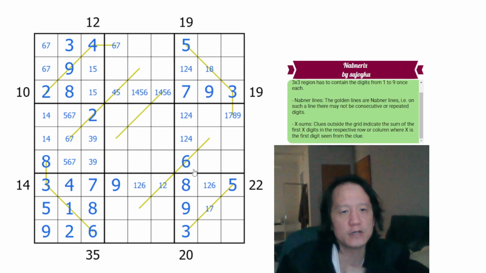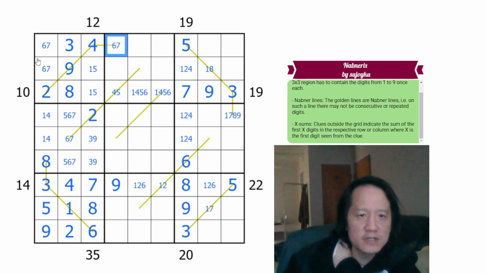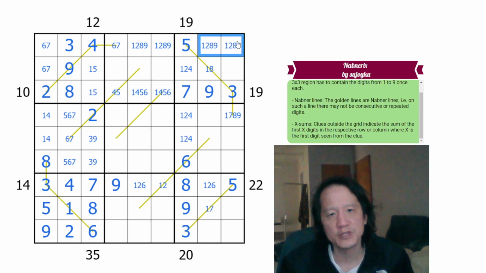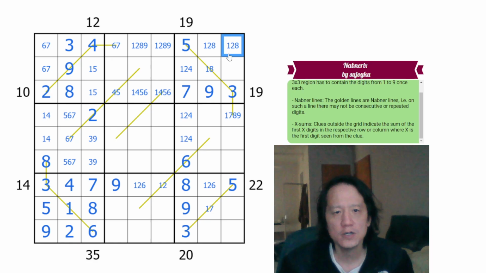Let's see, what else do we have here? We have a 6, 7, 6, 7 pair in row 1. So the rest of the row cannot contain a 6 or a 7. Therefore, this is 1, 2, 8, or 9. And this is 1, 2, 8, or 9. But the 9 cannot be here because of this 9. So this must have a 9.